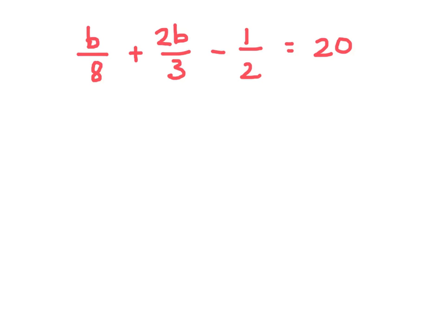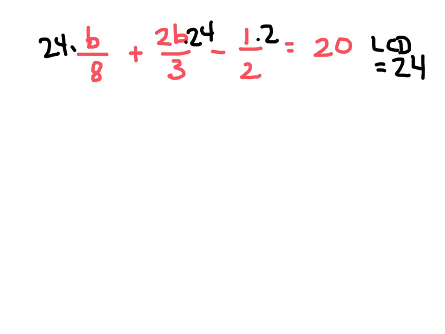That last one was about as hard as it gets. So if you can get through that one, you can get through any of them. All right, let's do this one. Let's find a number that 8, 3, and 2 all multiply into. What would that be? Okay, it's 24, right? Okay, so let's multiply everything by 24. Okay, 8 cancels 3 times into 24. 3 cancels 8 times. 2 cancels 12 times.